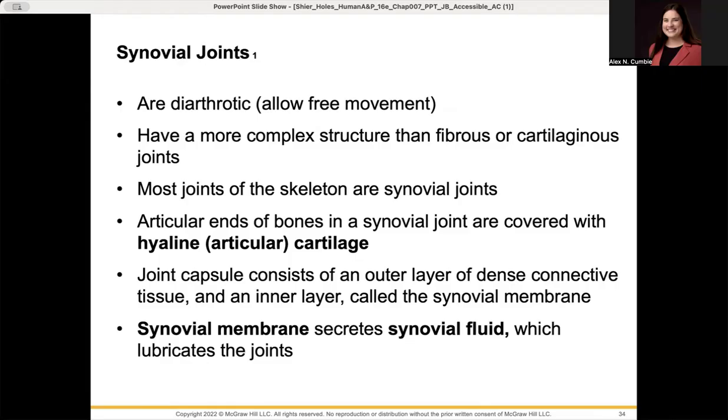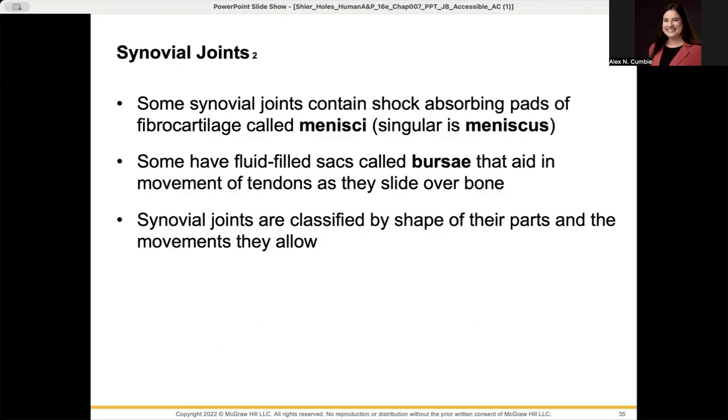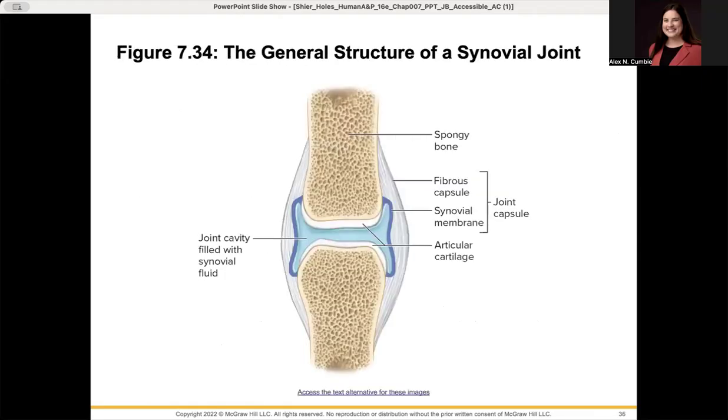Typically, synovial joints are complex because they have a joint capsule that is surrounded by cartilage, as well as it's lined with the synovial membrane and it's filled with synovial fluid so that it lubricates and reduces friction created between the bones in that joint. Also, additionally, you might have menisci or a singular meniscus or bursae present there that allow that joint to move and provide shock absorption.